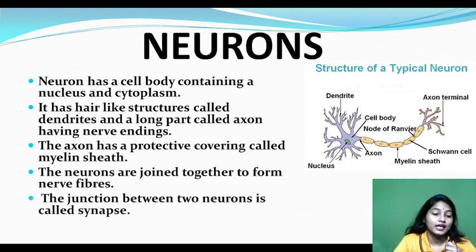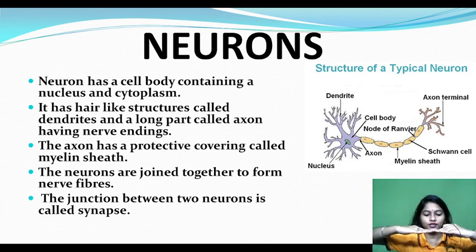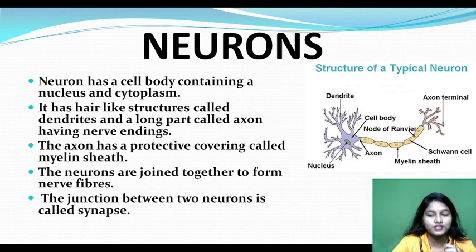Okay? Yes. So the junction between two neurons is called a synapse. One neuron, another neuron. And this is the part where they are joined. This part is called the synapse. Okay? Easy? Super easy? Okay.